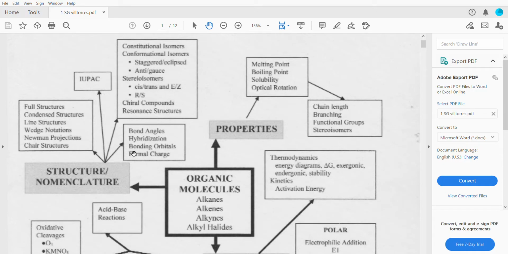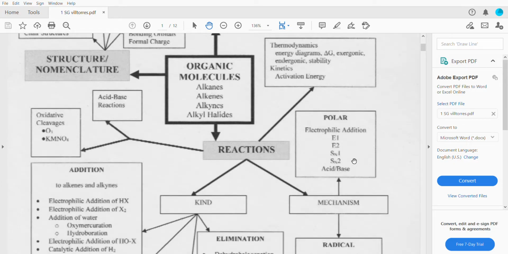We learned in General Chemistry 1 bond angles, hybridization such as sp, sp2, sp3, bonding orbitals, and formal charges. And then in these organic molecules, we learn properties, mainly melting point, boiling point, solubility, and optical rotation. They depend on chain length, branching, functional groups, and stereoisomers. Those properties depend on these factors.